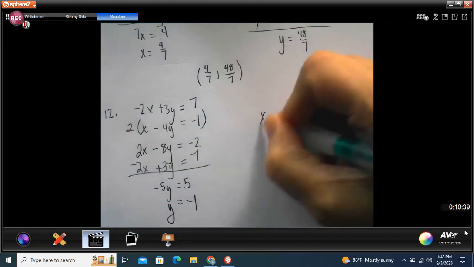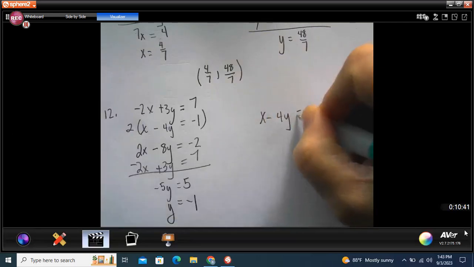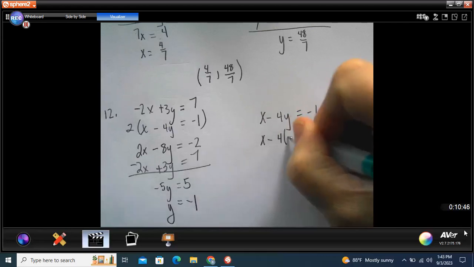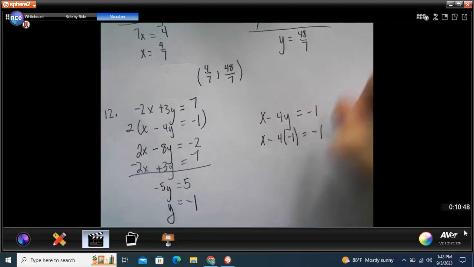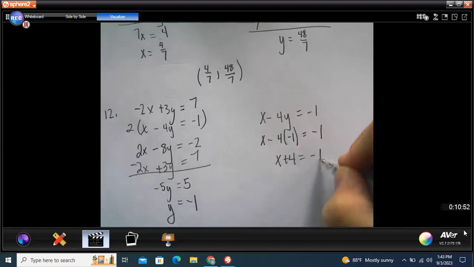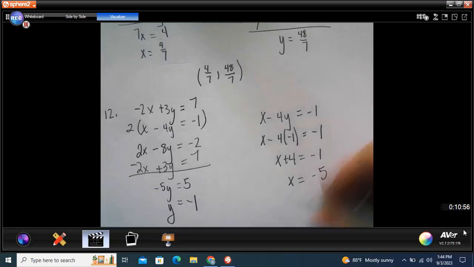Then I'm going to plug that in to here. Y is -1, so x minus 4 times -1 equals -1. X plus 4 is -1. X is -5. So the point where these two lines intersect is at -5, -1.